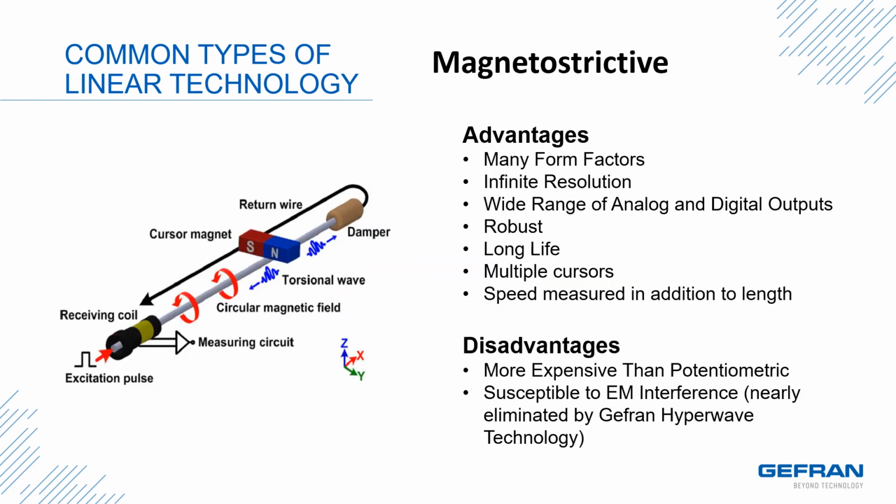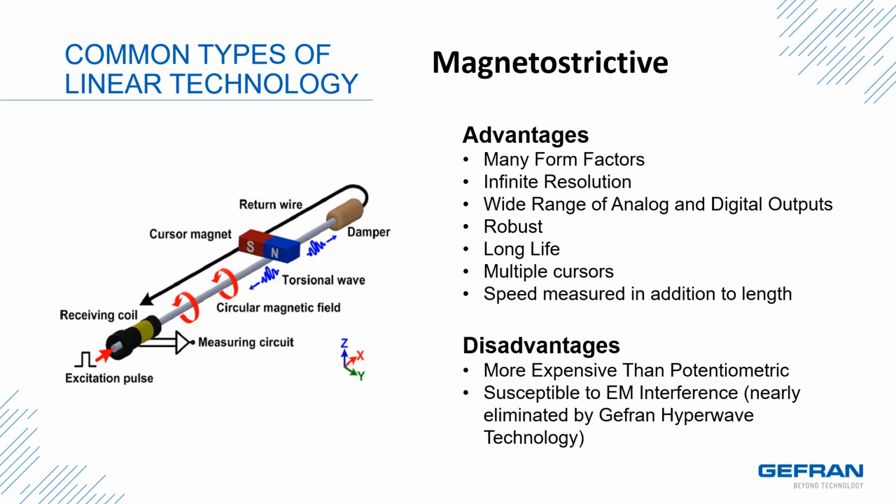There are numerous advantages to magnetostrictive technology. First, there are many form factors. It too has infinite resolution. Due to the built-in electronics and amplifier circuits, there are a wide range of analog and digital outputs. They're robust. They have a long life because they are touchless. They have the capability of multiple cursors and to measure distance between multiple cursors. They can measure speed in addition to length.